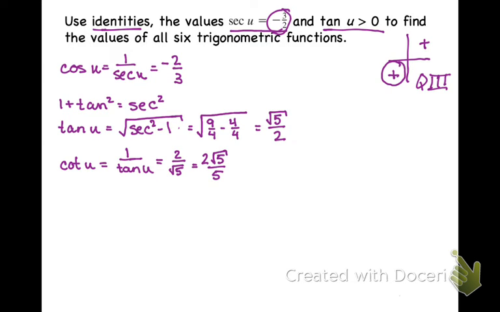Okay, so we've got cosine, we got tangent, we got cotangent, we obviously got secant. What do we need?